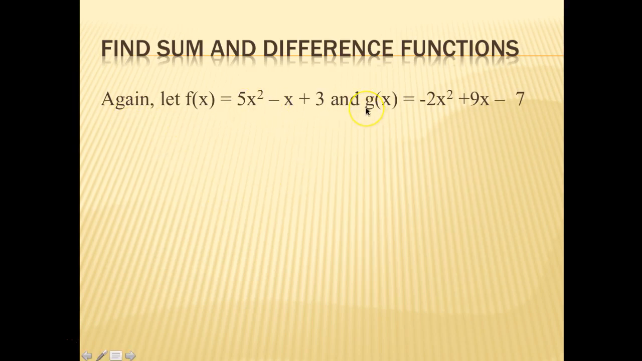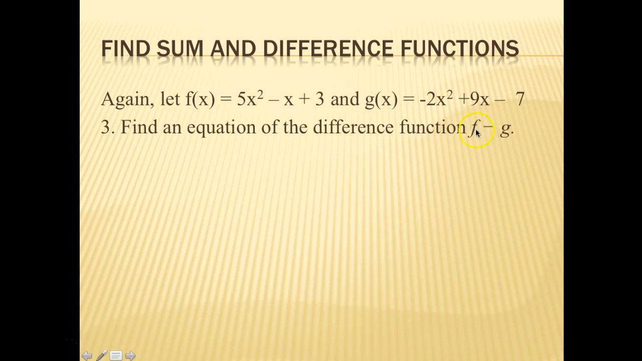Again, looking at these, but in this case, we're going to look at subtraction. Remember, there is no difference between adding and subtracting our expressions and adding and subtracting our functions. It's just that one is an expression where the other is an equation. But keep in mind, I take this term minus this term. So that gives me 5x squared minus negative 2x squared, negative x minus 9x, 3 minus negative 7.